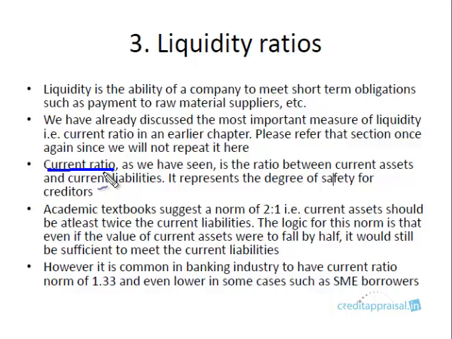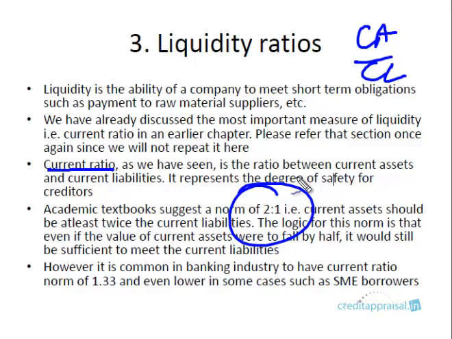Basically, the current ratio is the ratio between current assets and current liabilities. So current assets by current liabilities, right? It is a measure of how much of the current assets is being financed by the long-term funds. You want this ratio to be high. Academic textbooks prefer a ratio of 2:1. We also said why. The logic is, even if the value of the current assets were to fall by 50%, even then the company will have the ability to meet the short-term obligations.